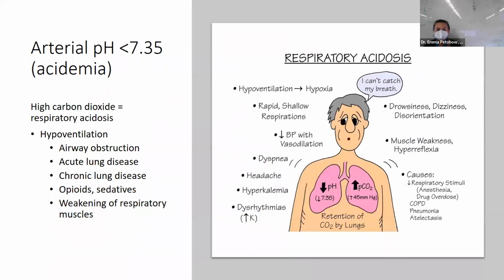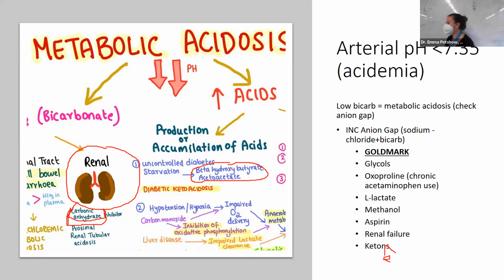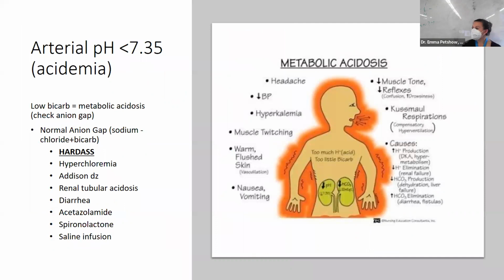You could see both. Respiratory, you're going to see high CO2 or high bicarb. Metabolic, you're going to see low bicarb, and then you're looking for anion gap. Is my anion gap low, or increased, elevated, or normal? So this is elevated. We're looking for things like alcohol, substances, aspirin, chronic Tylenol, kidney failure, or our diabetic acidosis from ketones.